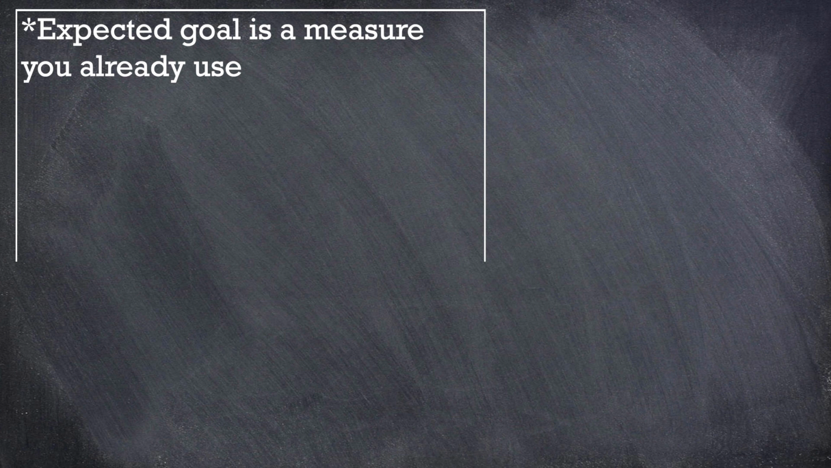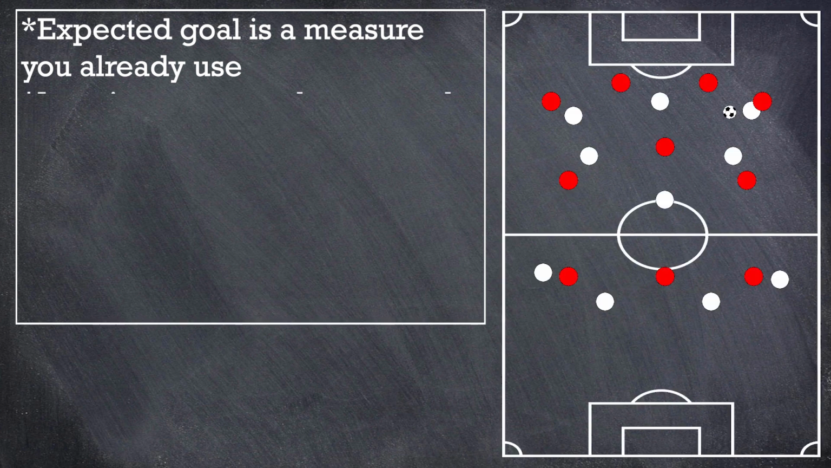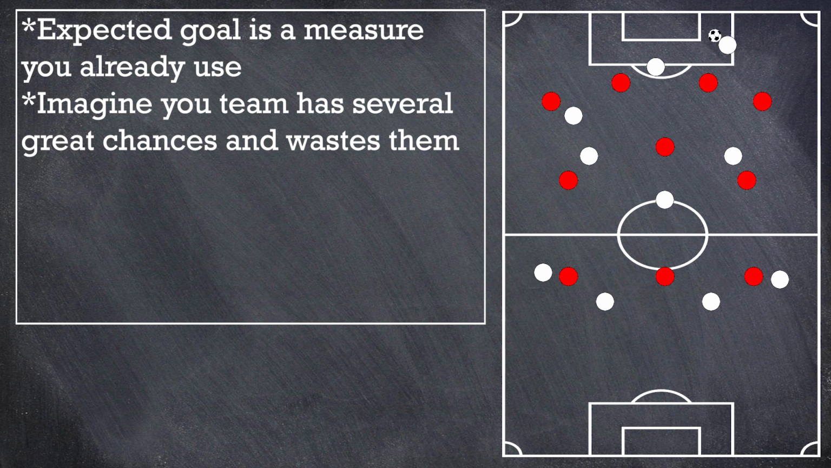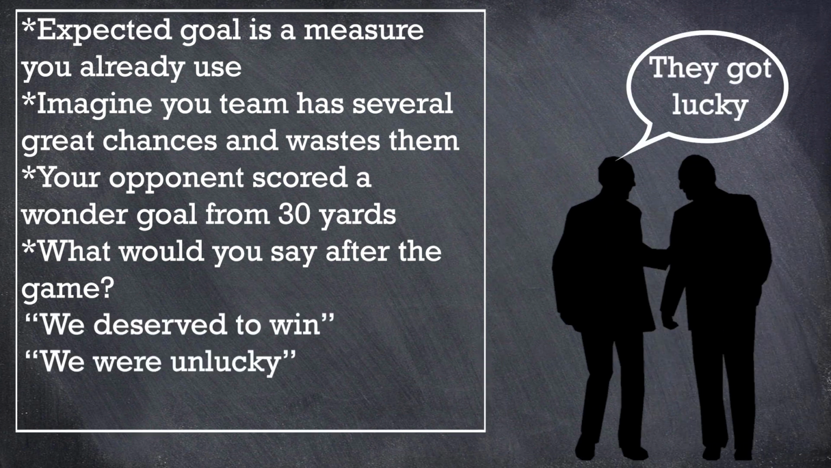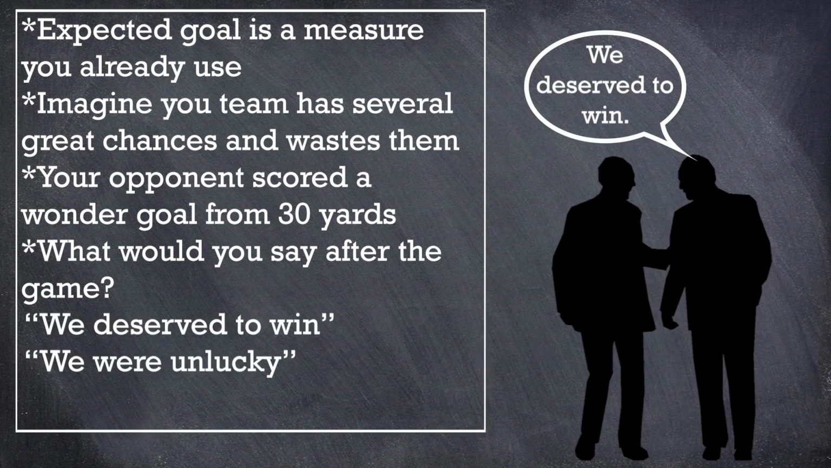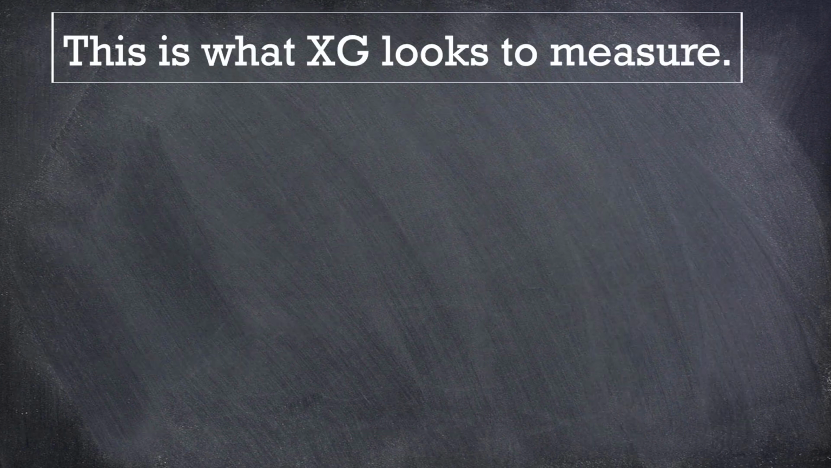Well, expected goals, or xG, whether you know it or not, are statistics that you already use. How many times have you seen your team create several great chances, waste all of them, only for the opposition to score a 30-yard volley in the last minute? After the game you'd say, they got lucky, we deserved the win, we should have scored at least 3. And that is exactly what xG looks to measure.